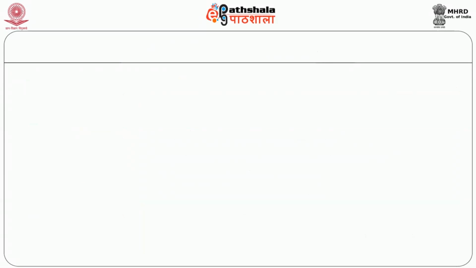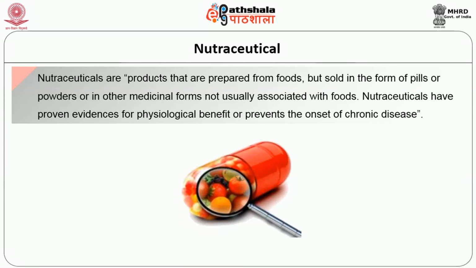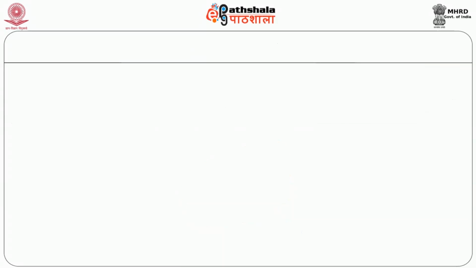Next, we will learn about the nutraceutical classification. Nutraceuticals are products that are prepared from foods but are sold in the form of pills or powders or in other medicinal forms not usually associated with foods. These nutraceuticals have proven evidence for physiological benefit or they prevent the onset of chronic disease. Next, we shall learn the classification of nutraceuticals.